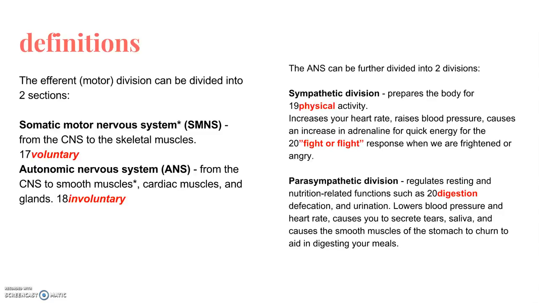This is fully voluntary. I can think and tell myself I would like to lift my spoon to my mouth, and that's a voluntary movement that causes the bicep muscle to flex and pulls my hand into my mouth. The autonomic nervous system from the central nervous system goes to your smooth muscles and your cardiac muscles and your glands, and it's completely involuntary.